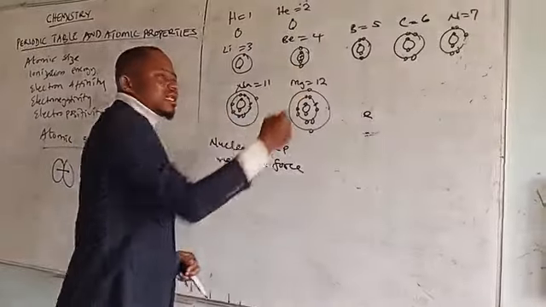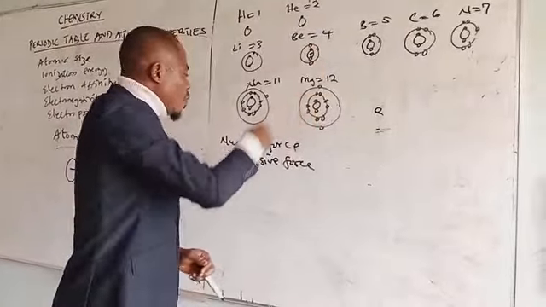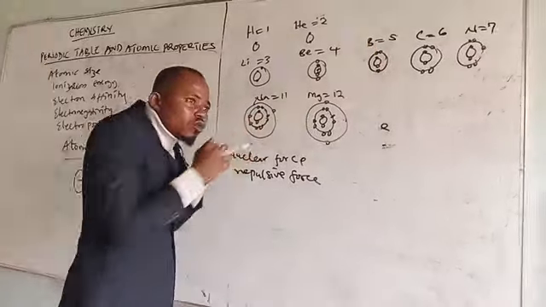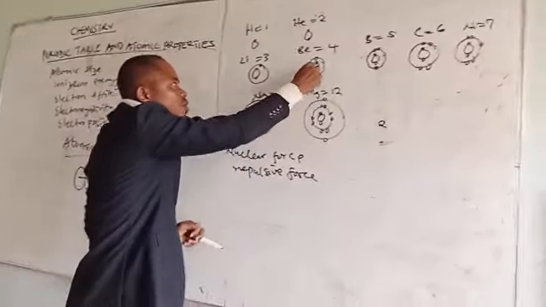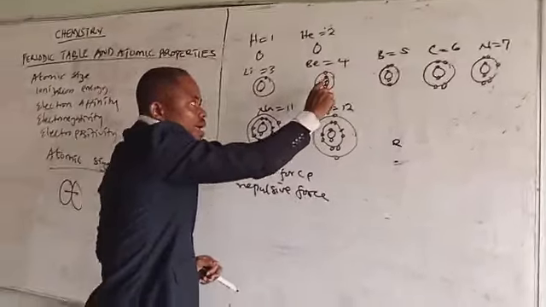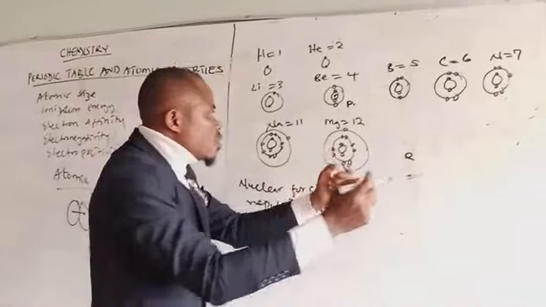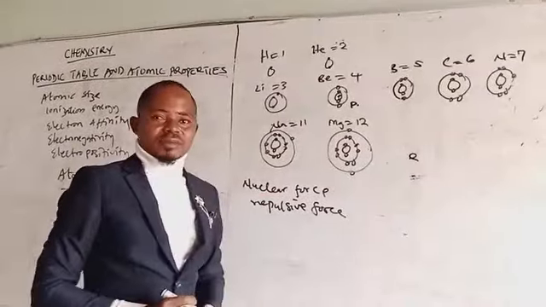So the nuclear force tends to have more effect than what? The repulsive force. And so it tends to pull the electrons in the atom shell towards itself. Because, you know, like charges repel. And because the protons in the nucleus are positively charged, they have the tendency to attract the electrons to themselves.